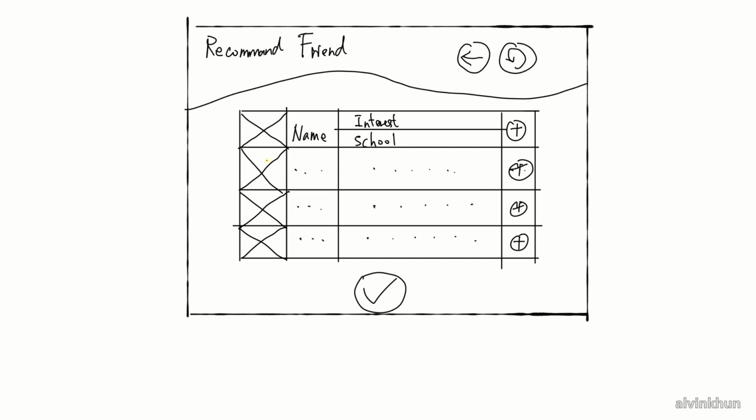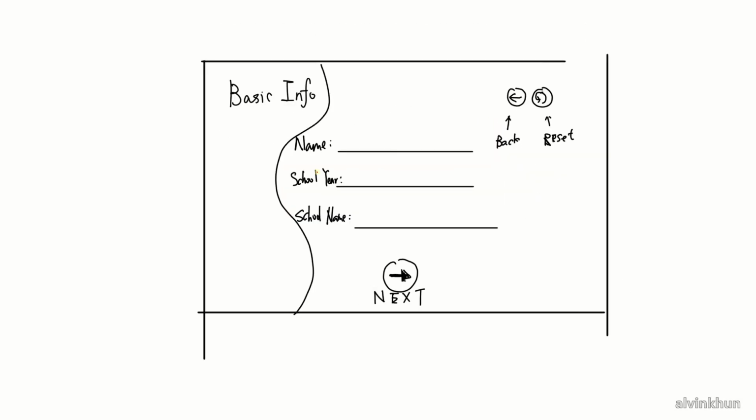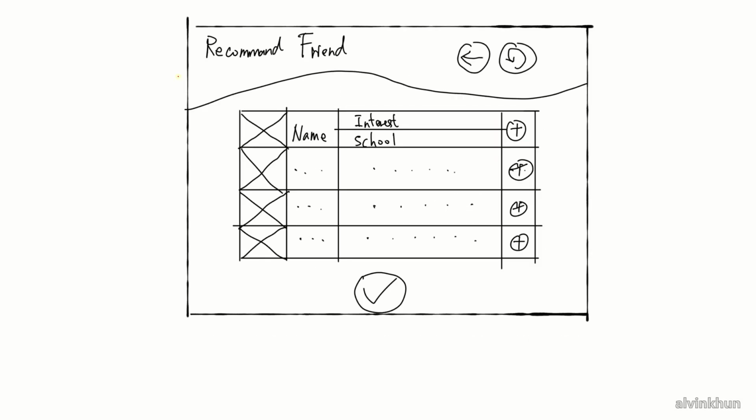And the way the system picks those friends is based on your interest, your school year, your school name, and your age, and then you can view each user by their profile picture, their name, their interest, their school. And if you want to follow them, you can press the plus button on the right side of each row.